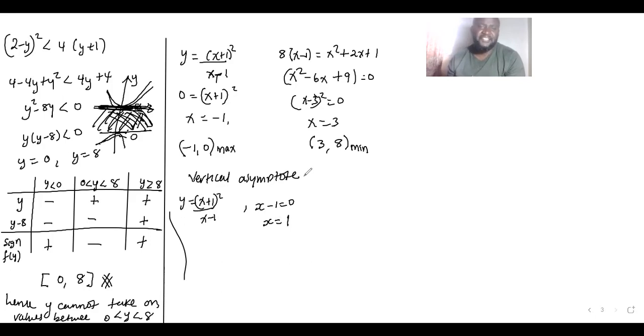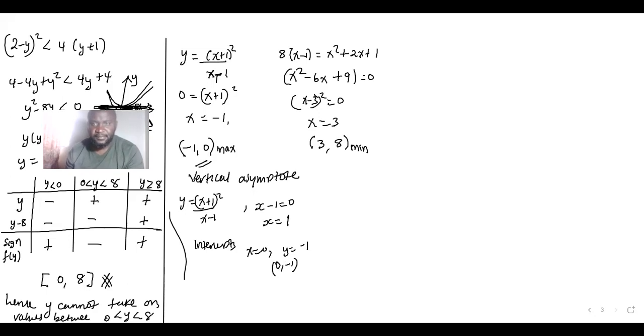Okay. If someone wants to investigate intercepts, you go ahead. Intercepts. When x is 0, what is y? y is -1. Okay, (0, -1) is an intercept. When y is 0, we have already seen this is an intercept and it's a maximum turning point. Hence, sketch the curve. So we are going to sketch the curve. It has (3, 8) and (-1, 0). Okay.